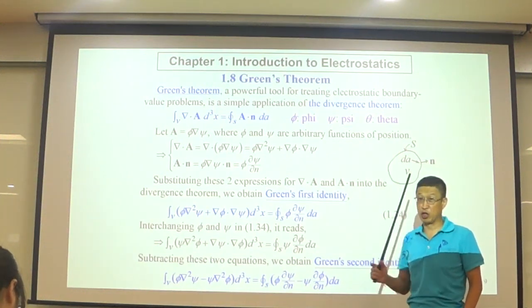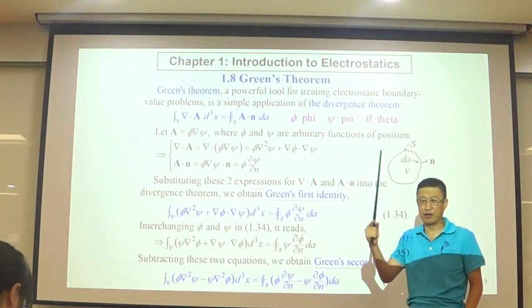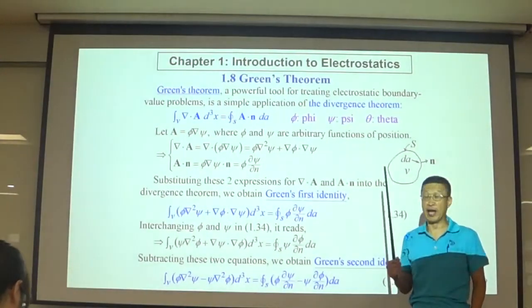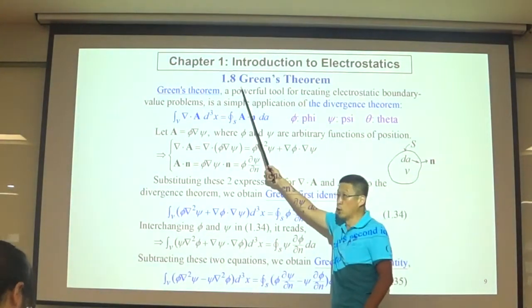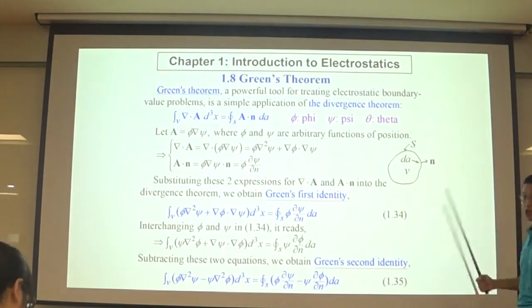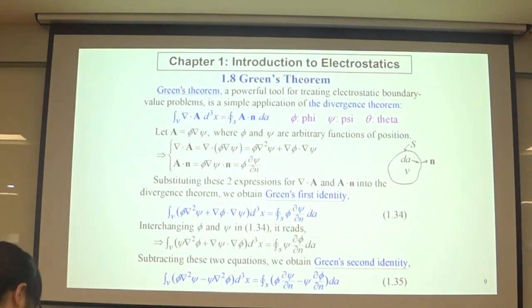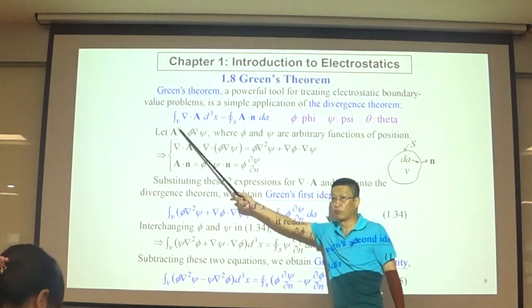are very trivial. We will go back to that section later when we have time. Right now, we will start from Green's theorem. Green's theorem actually is an extension of the divergence theorem. It starts from the divergence theorem.